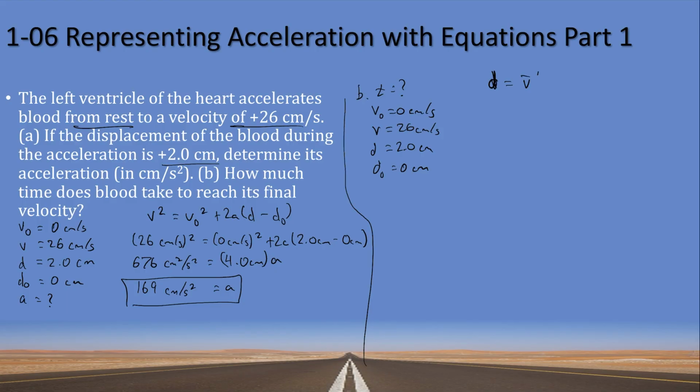displacement is average velocity times time plus the initial displacement. But I don't know the average velocity. So I could find the average velocity. Our initial velocity was 0. Final velocity was 26. Divided by 2 gives me 13 centimeters per second.